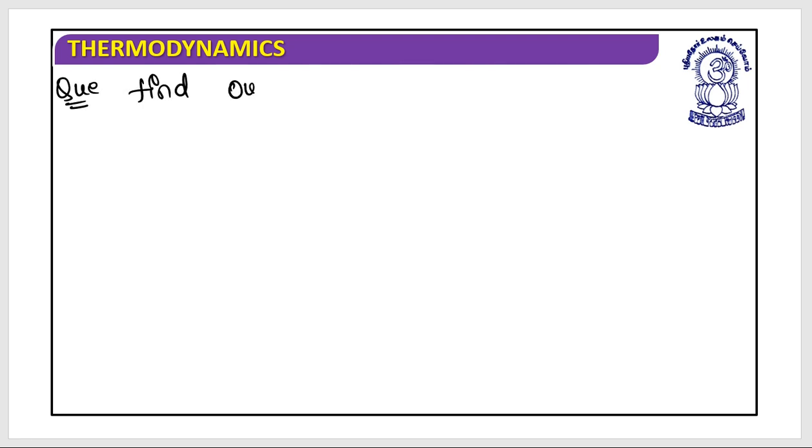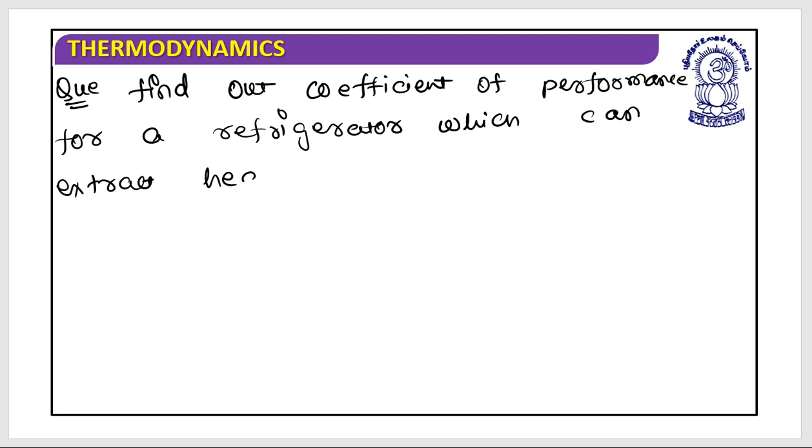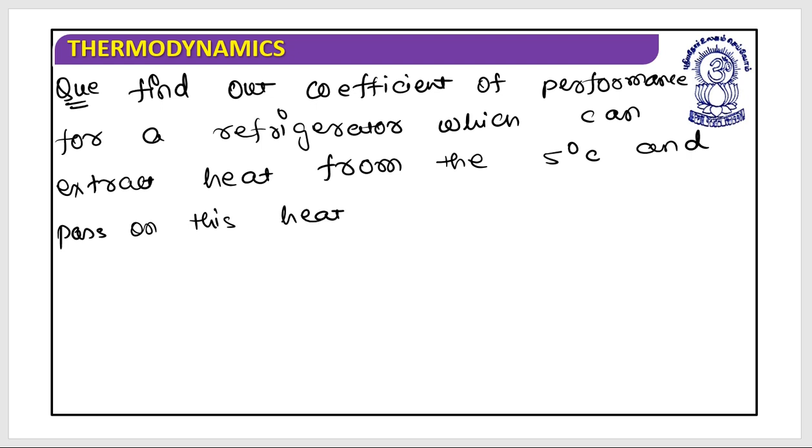Find out the coefficient of performance for a refrigerator which can extract heat from 5 degrees Celsius and pass on this heat to the 35 degrees Celsius surrounding. So how will you do this?